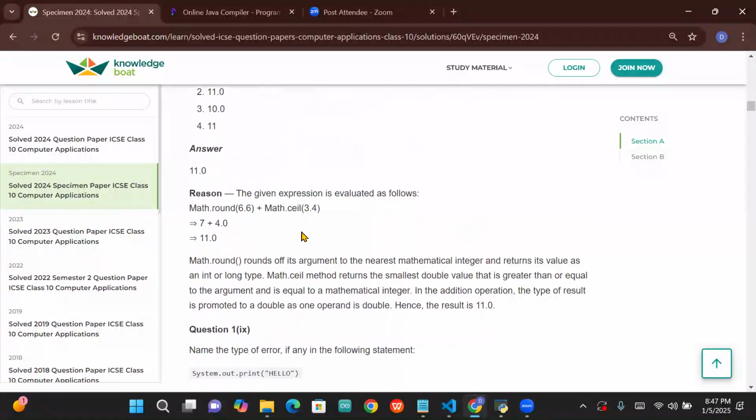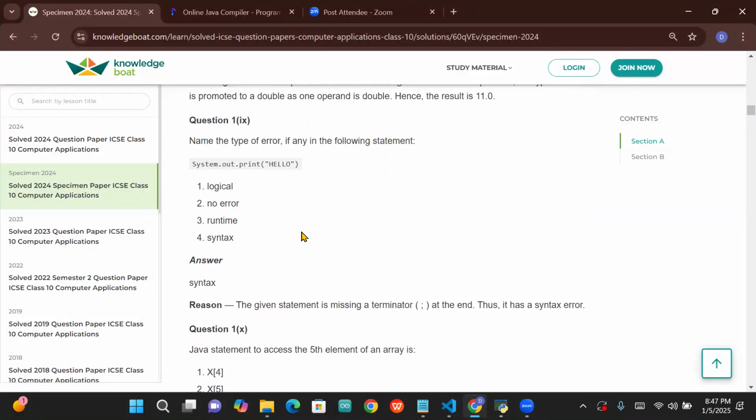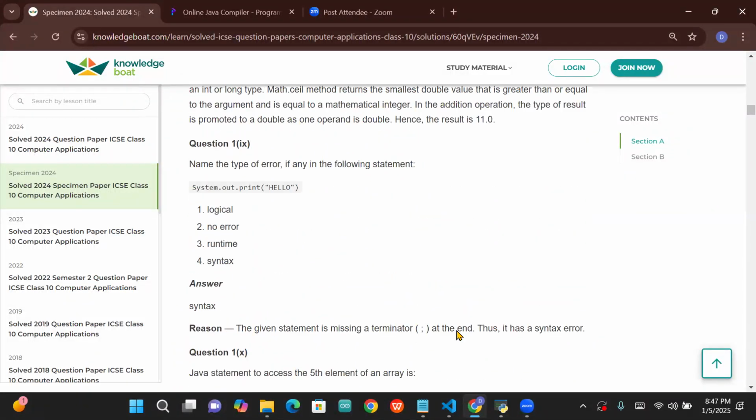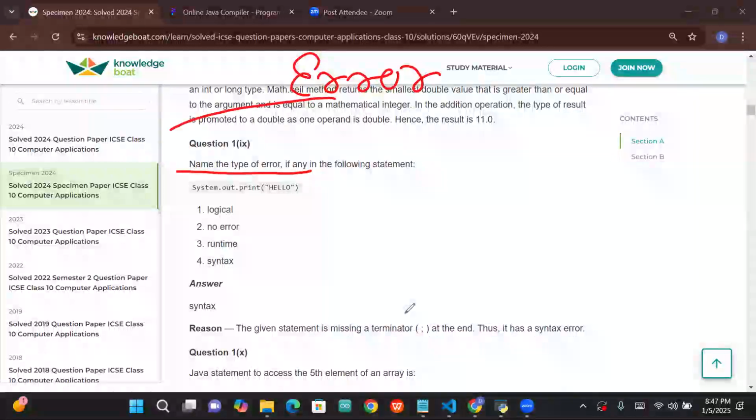When we know the paper, we know what they are going to ask. Then why are we not preparing for that? Now coming to the error-based questions. That question will also come for 1 or 2 marks. There are three types of errors in Java.